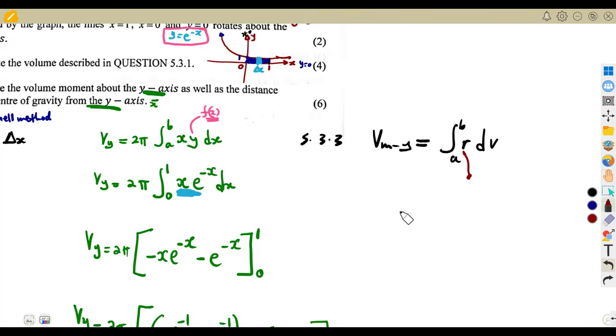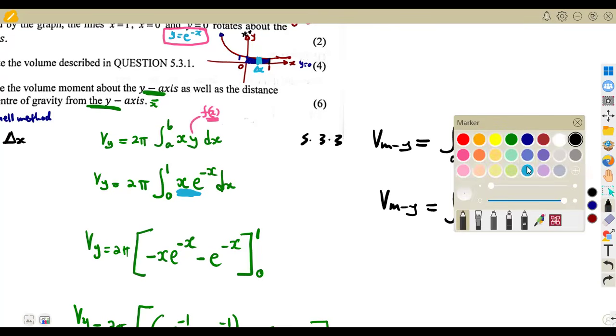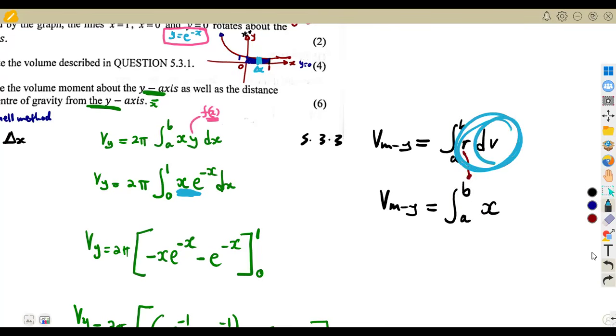So meaning to say here, we are going to have the formula properly written as the volume moment about y is equal to the integral, having our limits a to b. These are taken from the x values of the strip. So this will be x. Then dV, it represents the volume expression that you had. So guys, be careful. It's not a fixed formula. No, no, no. This one is our fixed formula, this one here.